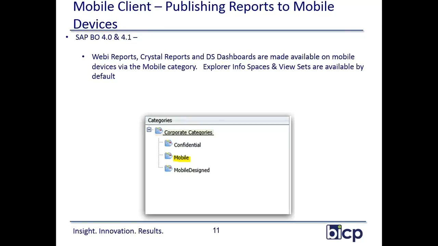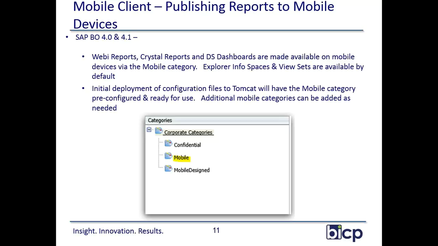For most of the reporting tools, if you want them to appear on a mobile device, you will have to go into the Launchpad or go into CMC, right-click on the report, and then publish it to the mobile category. The exception here is Explore Information Spaces and View Sets, which are made available by default. So once again, if you want a report to show up out of the supported tools on a mobile device, you will always need to publish it to that mobile category.